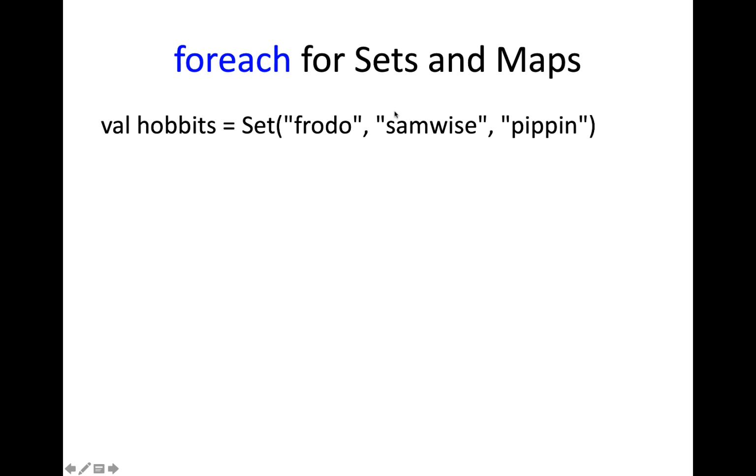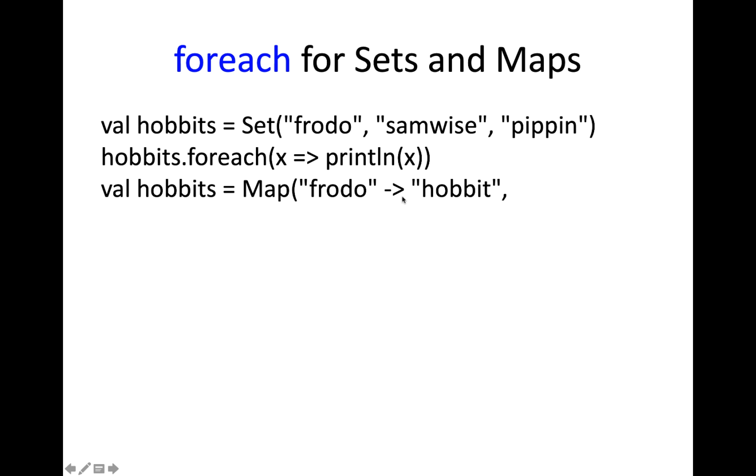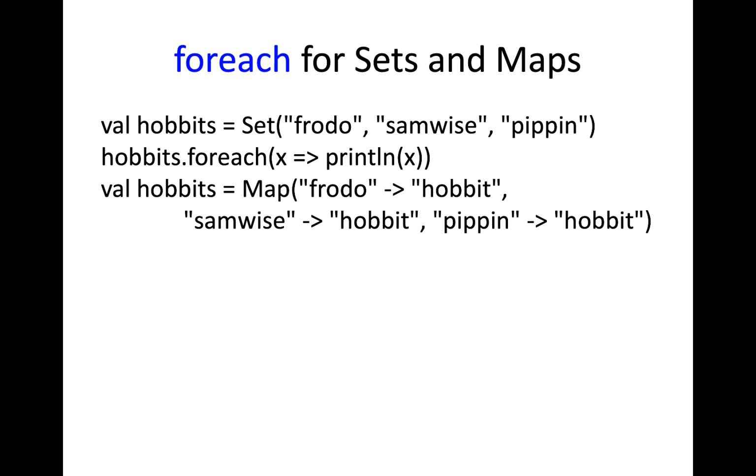Now let's talk about foreach, the same higher order function, in the context of other collections like sets and maps. Here there is a set, 3 items are there, and if we apply this higher order function foreach on this set, taking this anonymous function similar to before, then Frodo will be printed, and then this anonymous function will be applied to the second item, Samwise will be printed, and so on, correct?